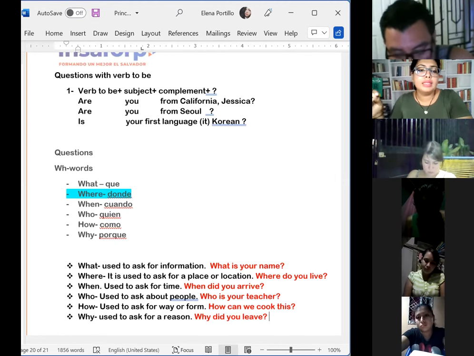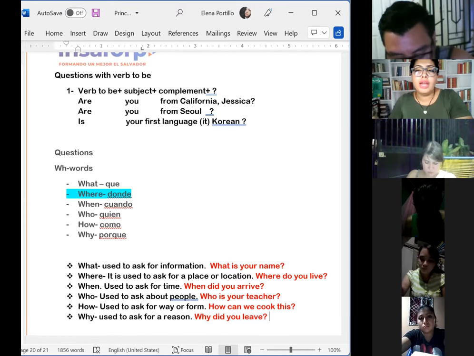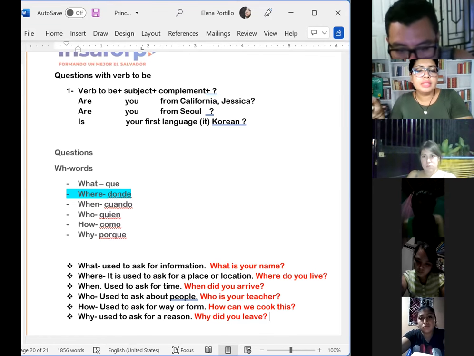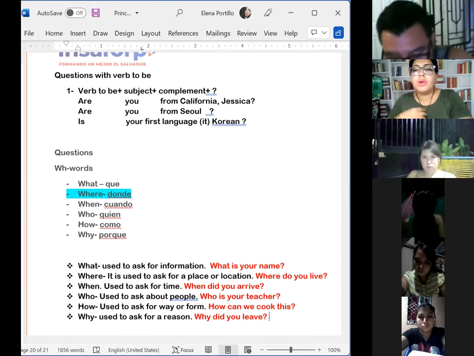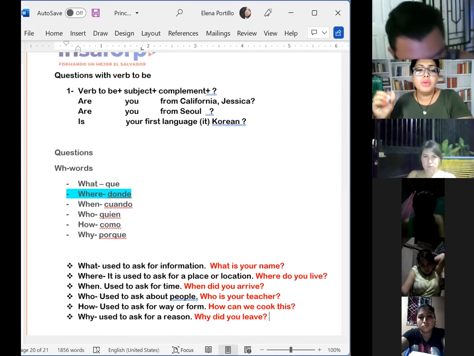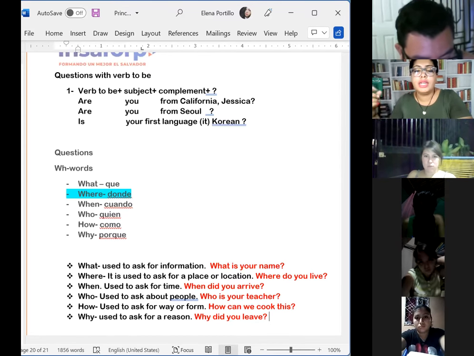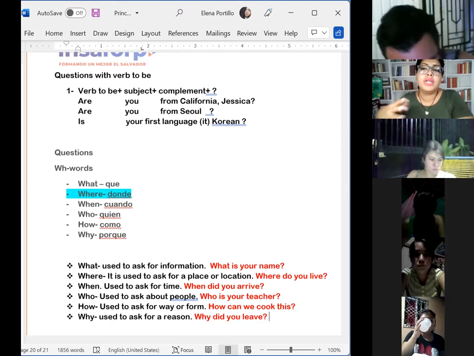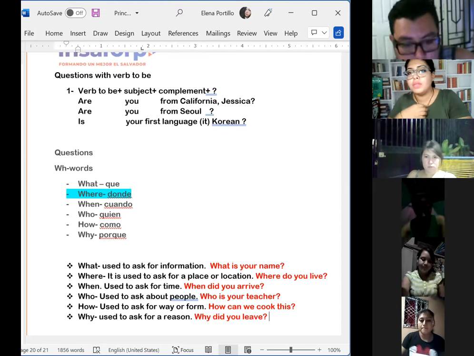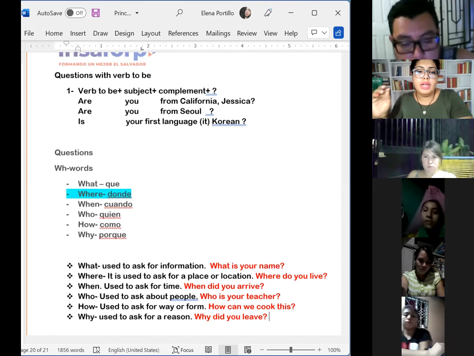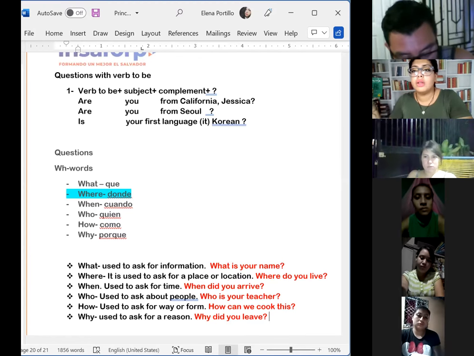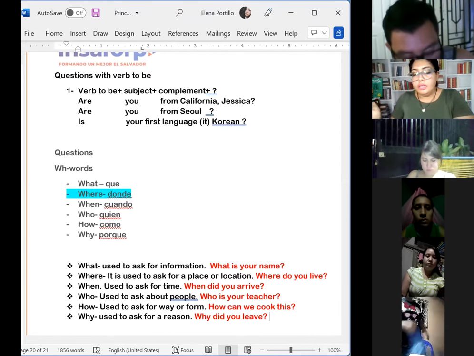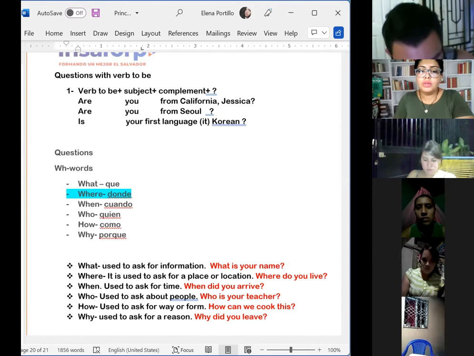Then when is used for us to ask for a time. When did you arrive? It's talking about the time that person arrived to a place. Then who is used to ask about people. When we want to know about someone, we use this word, who. Who is your teacher? ¿Quién es tu maestro? How is used to ask for a way or form in which we can do something, in which we can perform something, or to solve a problem. How can we call this? How can we solve that? And the last one, why is used to ask for a reason?